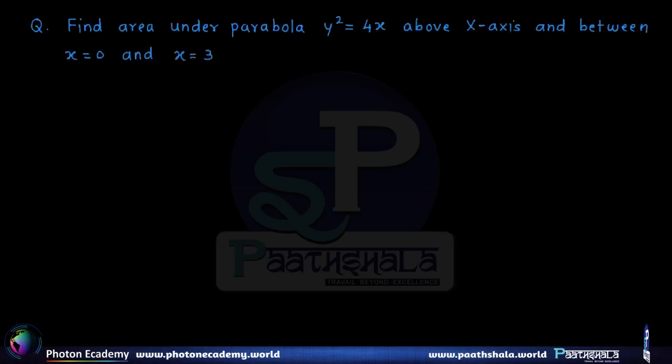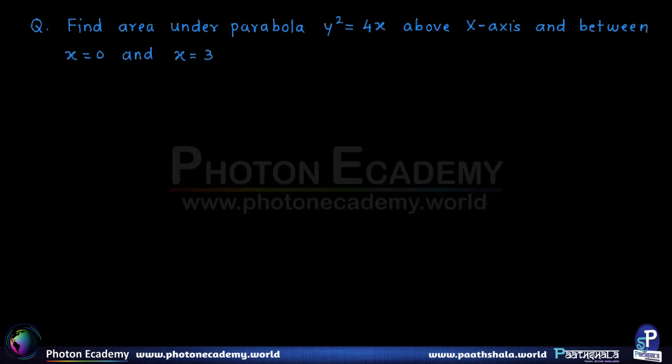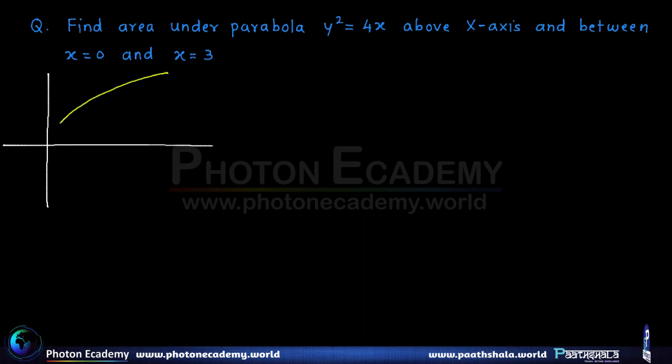Find the area under the parabola y square equal to 4x above the x-axis and between x equal to 0 and x equal to 3. Now here, if you observe, the parabola y square equal to 4x is a standard parabola, so we know that it has the vertex at the origin, so it looks like this, correct?